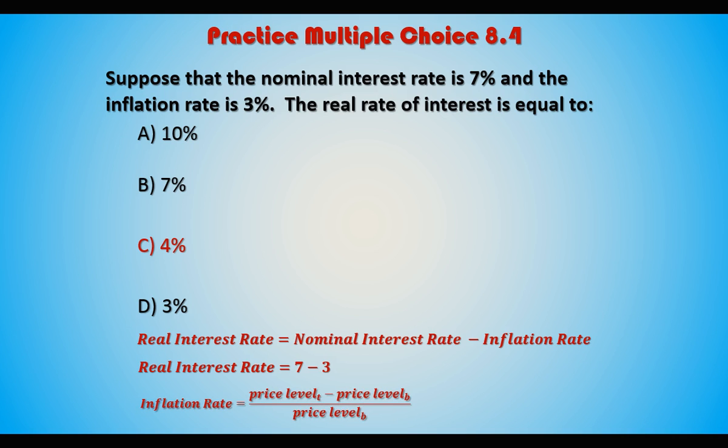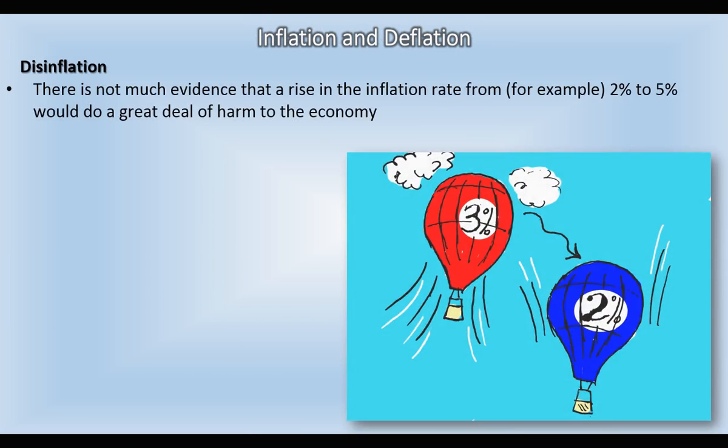And the inflation rate is the difference between the price level at some time period minus the price level at some base time period, as a fraction of the price level in the base time period. All right, and then there's this thing. Deflation is when the price level is going down, and inflation is when the price level is going up. Disinflation is the process of trying to get the inflation rate down if the inflation rate is really high.